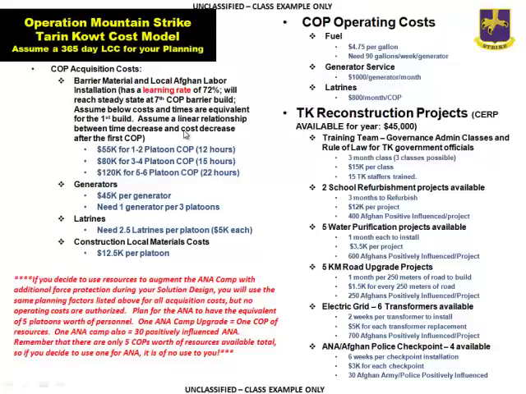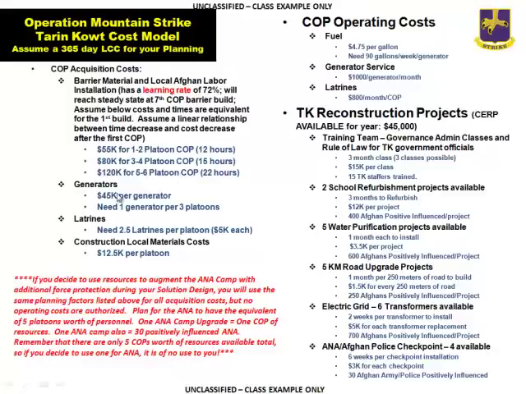Now, if you build more than one, which obviously you will, because each course of action should have between 3 to 5 COPs, the cost and the time it takes to build them goes down according to the learning rate function that you learned in class. And when we say here, assume a linear relationship between time decrease and cost decrease after the first COP is built, what we're saying is that you can use the learning curve formula to calculate both the decrease in time and the decrease in cost.